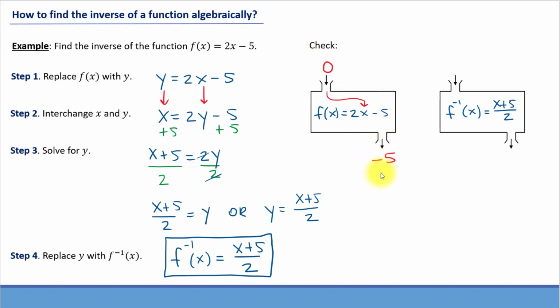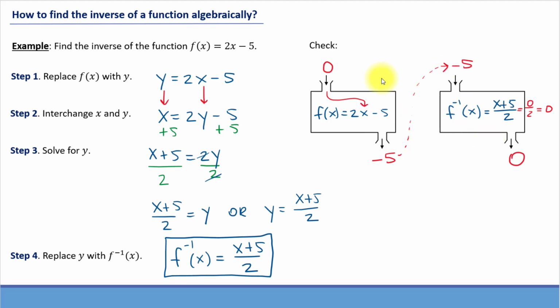Now let's take this output and use it as an input for the inverse function. Let's see what happens. I replace x with negative 5. Negative 5 plus 5 is 0, and then I have 0 over 2. So I get 0 over 2 here, or just 0. So that means that output is 0. See what happened here? We created a random ordered pair for function f, and it's 0 and negative 5. And then we used the output for function f as an input for function f inverse. We obtained 0, which is the input for function f. So this just confirms that function and its inverse have inputs and outputs switched.